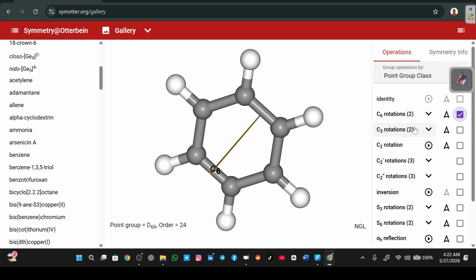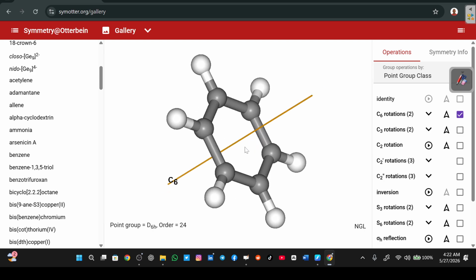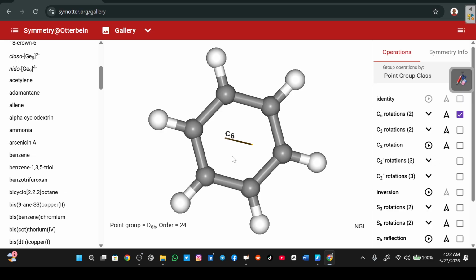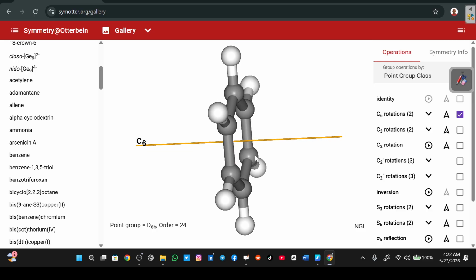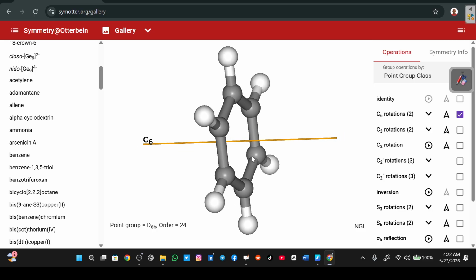So let me indicate that. As you can see, that's the principal axis. It passes through the center of these. Let me indicate it this way. So that's our C6 as our principal axis. Then we have established already identity. So already we have two.